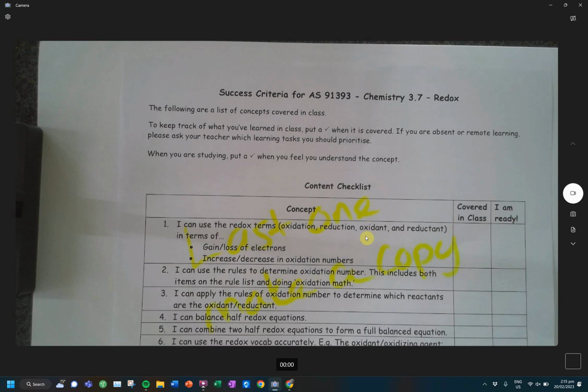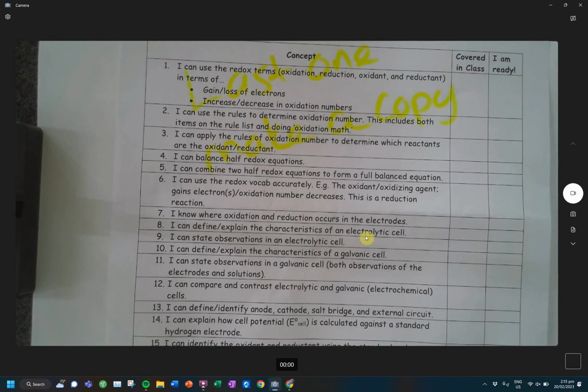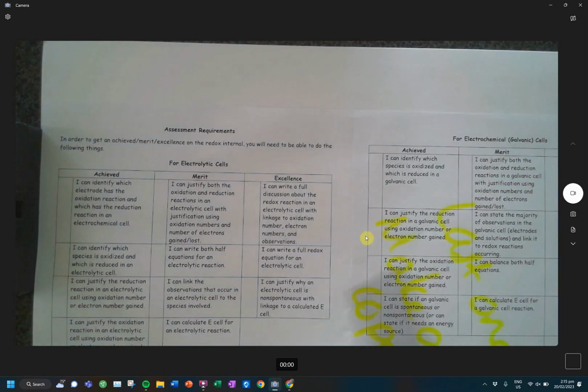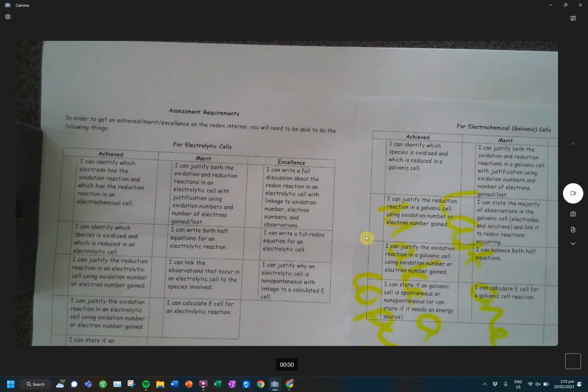Ready? Okay. So if you guys have looked on your resource sheet, which is a pink piece of paper, I have a white one because it's the original. Like I said, there's a list of the content that we are covering. But what I want to talk about today is this back page here that outlined the assessment requirements for the electrolytic cells and the galvanic cells. So it's broken up into the Achieve, Merit, and Excellence. It's really useful for you guys to look at this while you're studying, so that way you know what needs to get done. So you guys are aware of how I'm going to organize this assessment.